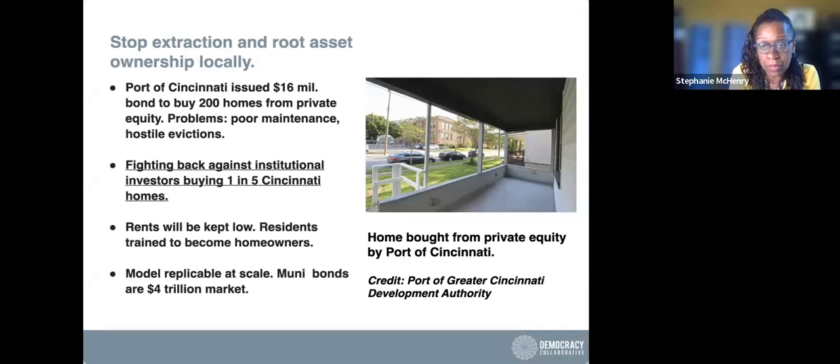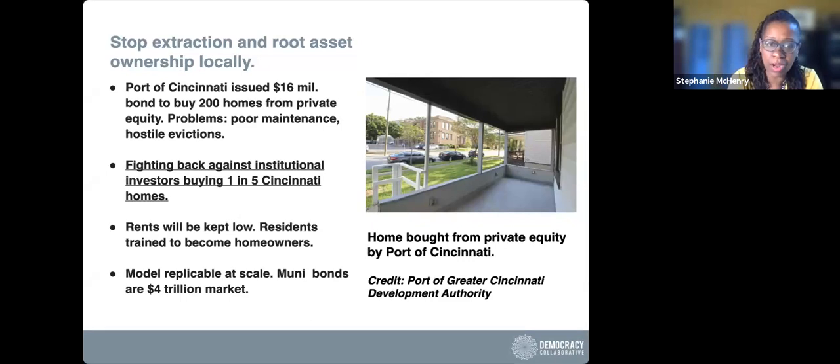So they bought a couple hundred houses and they were really bucking a trend. I mean, 1 in 5 Cincinnati homes, 20%, were owned by institutional investors versus families or individuals. So this trend was not going to stop. So they bought the houses. They're now going to keep the rents relatively low because they don't have profit as a primary objective. And then they'll increase and stabilize neighborhoods by training some of the renters or residents to become homeowners. And we know that makes for more stable communities.